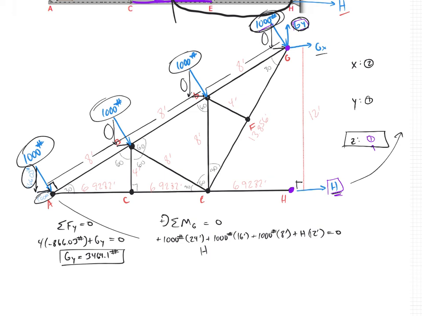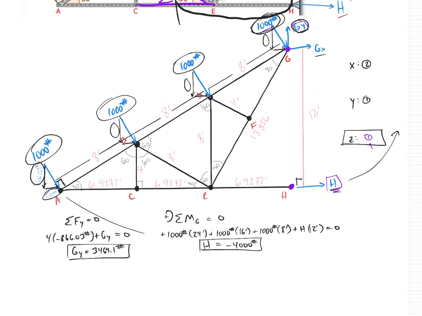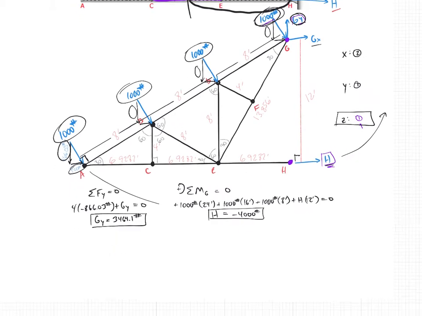So if we solve for H there, sorry, my microphone went off for a second, but if we solve for H there, we end up with a negative 4,000 pounds. Okay. Again, it's not that solving these reactions is all that hard. It's just that if we can avoid doing this, it would be nice to do so.